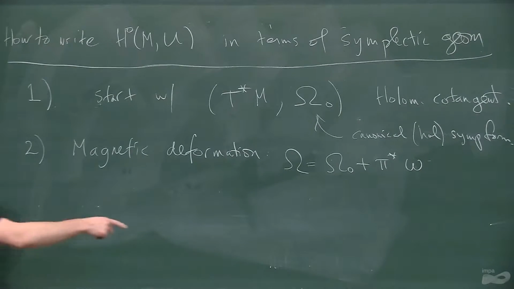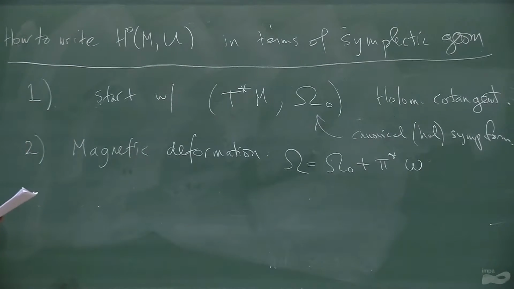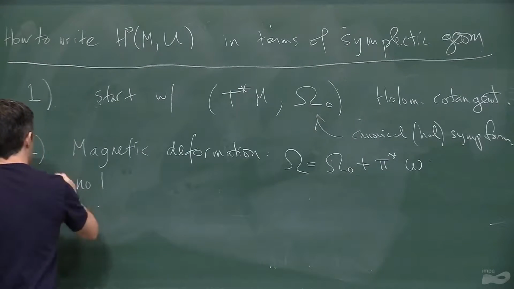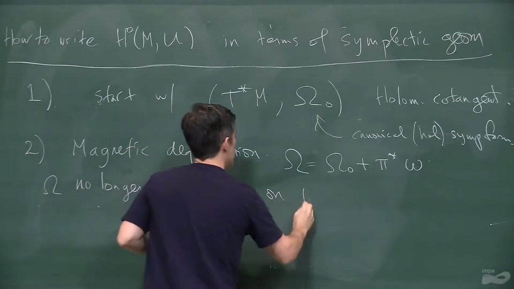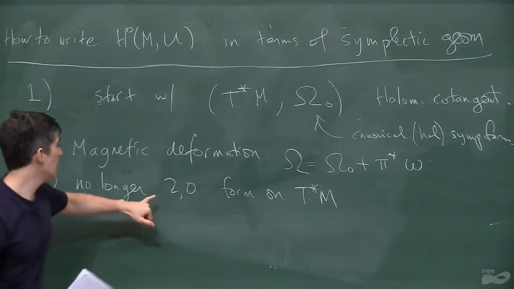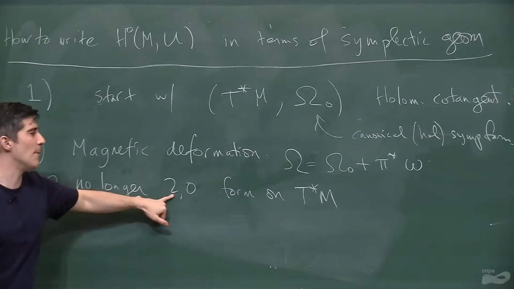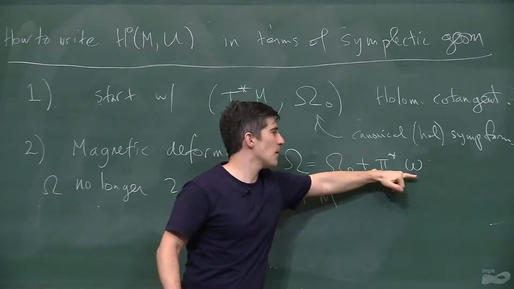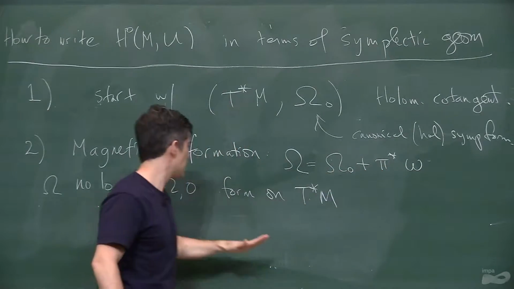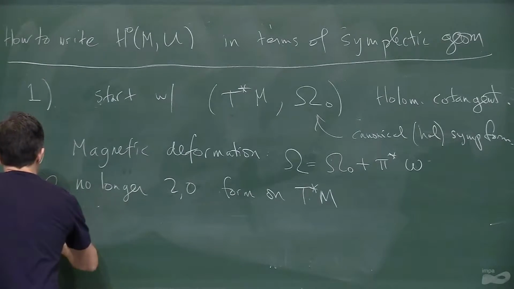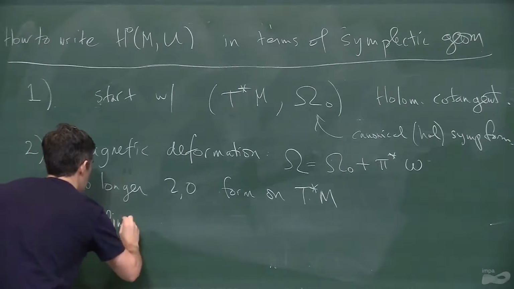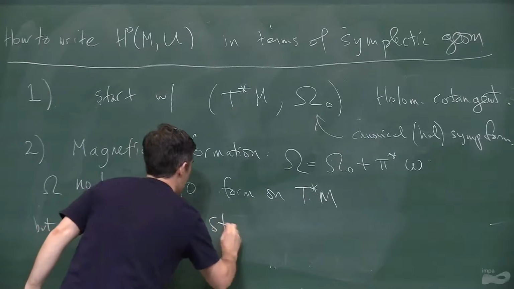Okay, so now what we've done is deformed omega naught to omega. So this is no longer a 2-0 form on T star M. It's no longer a holomorphic 2-form because I added something which is a Kähler form. It's of type 1-1. So this means that this thing is no longer a holomorphic symplectic form. Okay, but it defines a new complex structure.